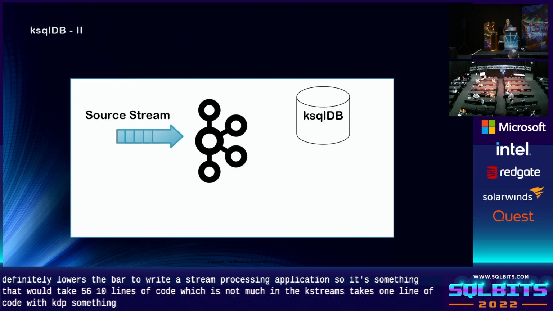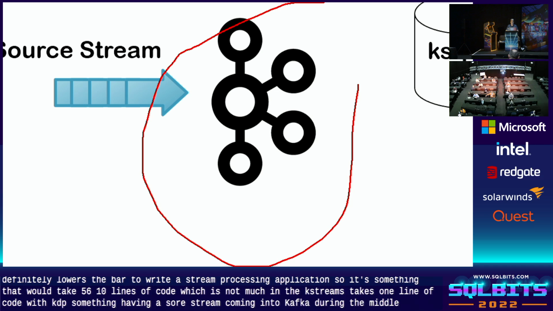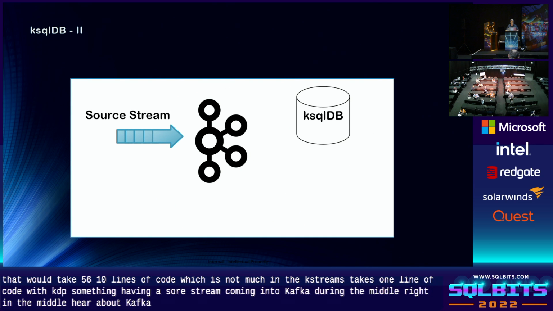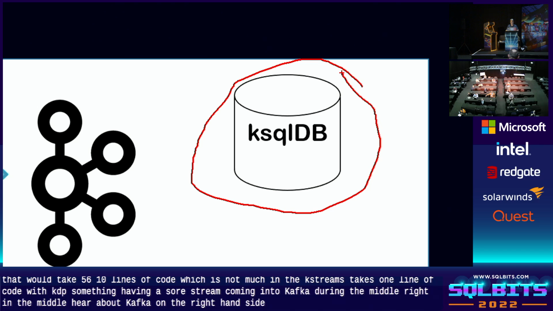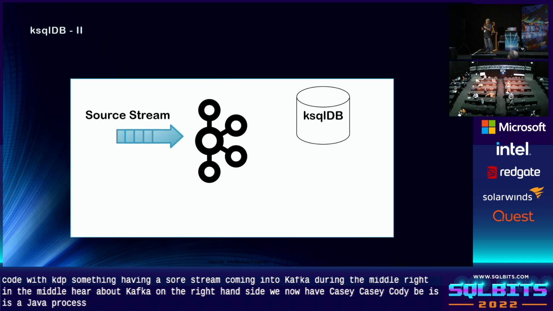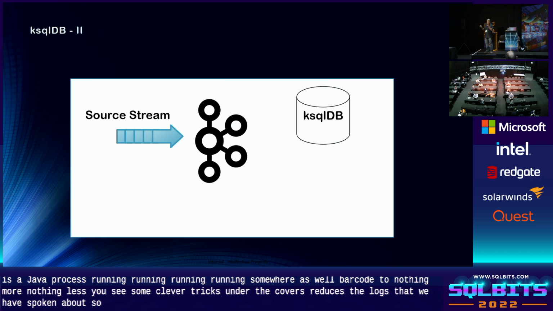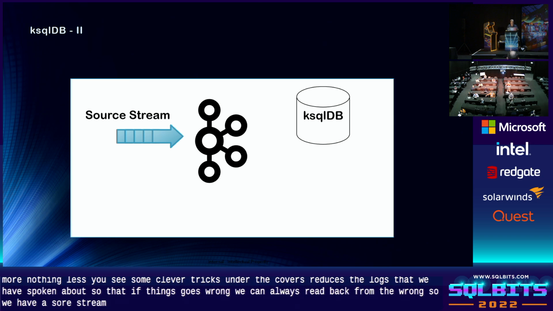So we're having a source stream coming into Kafka. Sorry, my mistake. In the middle here we have Kafka. On the right-hand side, we now have ksqlDB. ksqlDB is a Java process running in a VM, running somewhere as Java code. So nothing more, nothing less. It uses some clever tricks under the covers. It uses the logs that we have spoken about so that if things go wrong, we can always read back from the log.